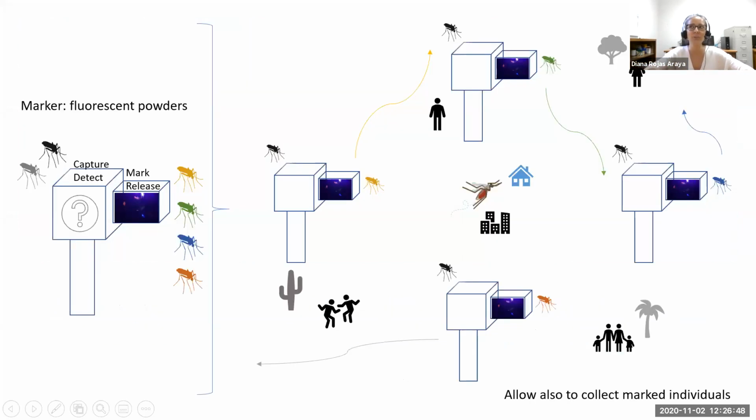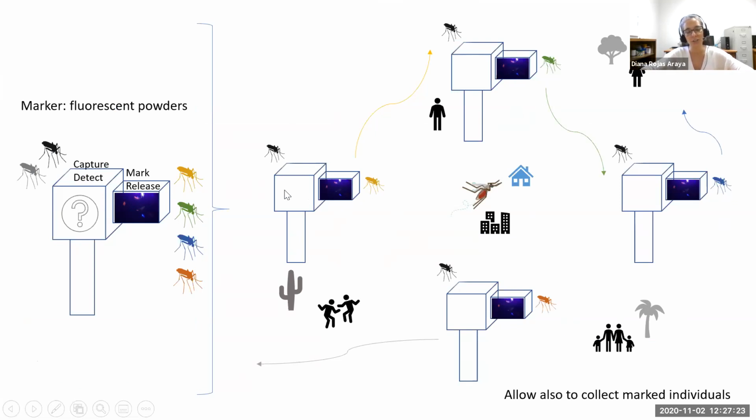So I will not go deep into all the experiments, but I will share a little bit of what I have been working on. So we thought about creating this device that will be able to capture mosquitoes, then detect if they are marked or not, then mark them and release them. So this can have different potential applications in the future. This is just one of those potential uses, where we can, for example, have different traps in the environment.